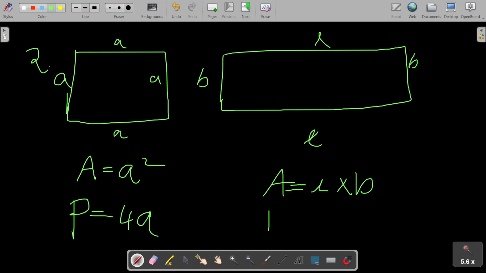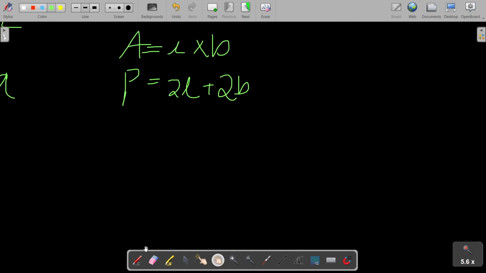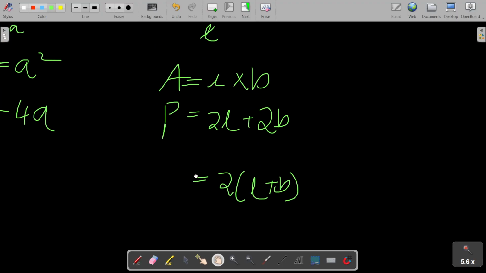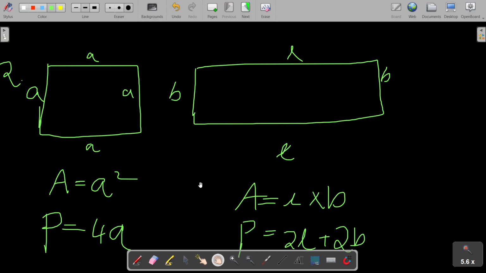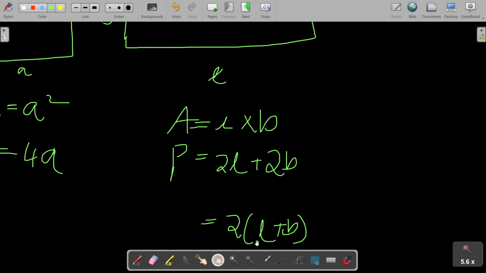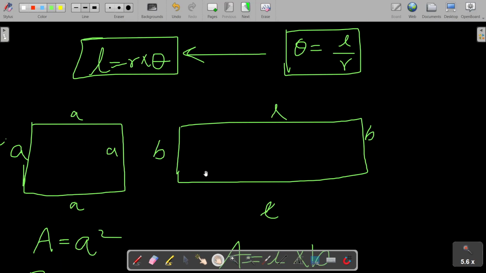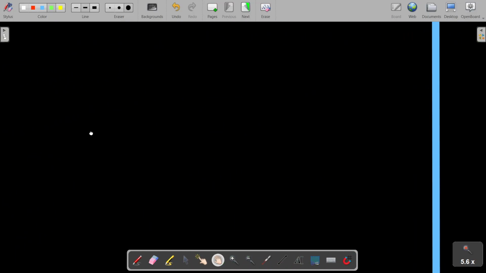And for the perimeter of this rectangle, the length comes 2 times, so 2 times length plus the breadth, also 2 times, twice. So I can take 2 common from this, and this comes out to be 2 into (L plus B). So this is the perimeter formula for the rectangle. You can simply add all the sides to get the perimeter. You don't have to remember this formula. For teaching purposes, I told you the formula also.